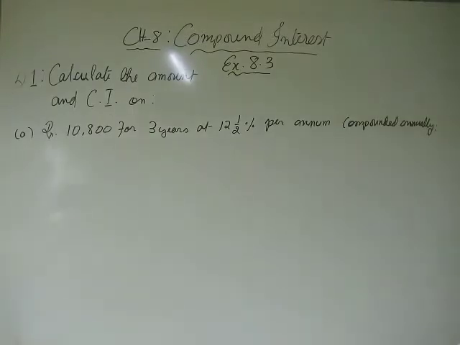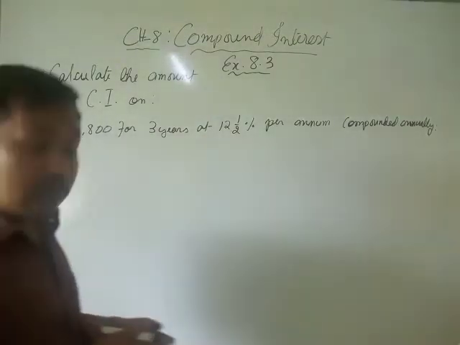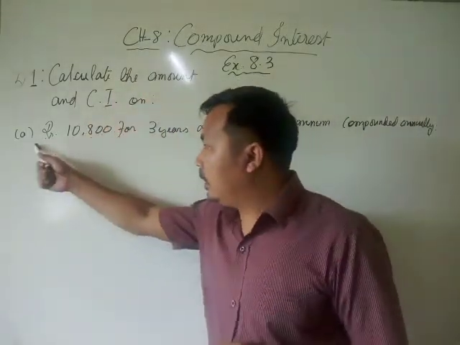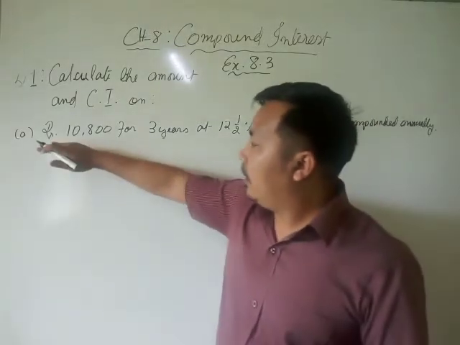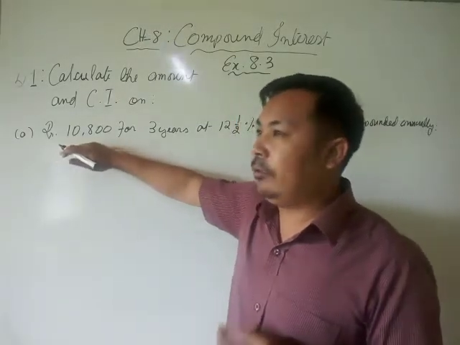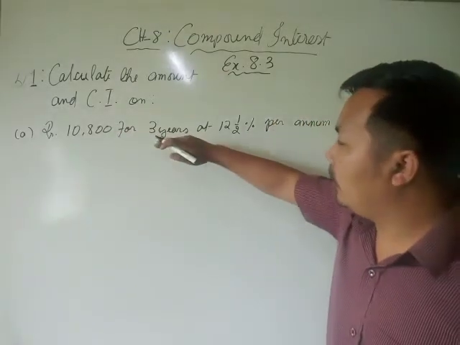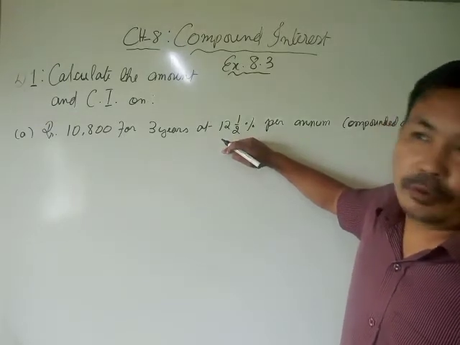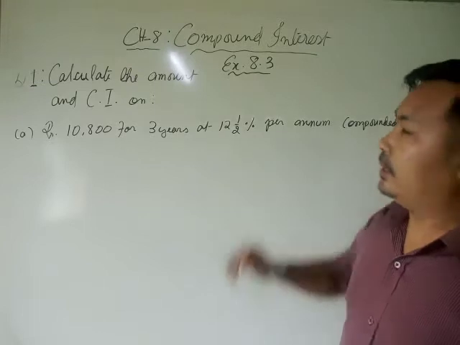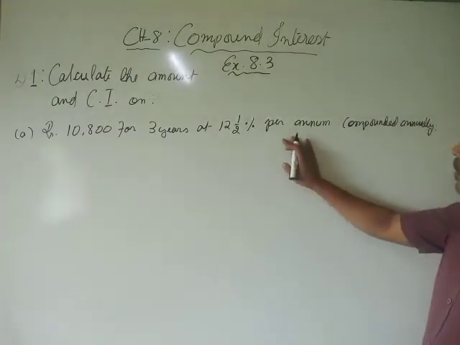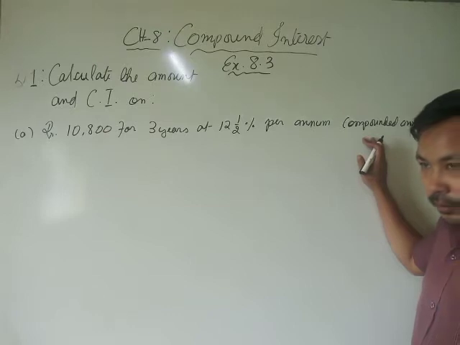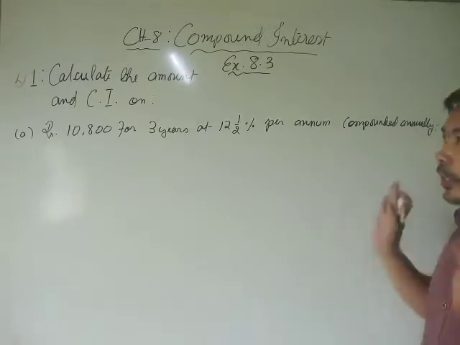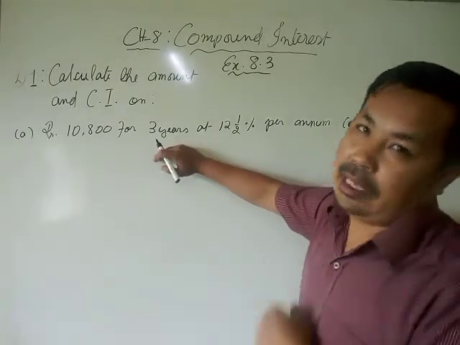Hello, last time we were going to calculate the amount and find out the compound interest on this given condition. 10,800 is the principal money, 3 years is the time, and the rate of interest is 12.5%, or we can say 12 1/2%. And the compound interest should be calculated annually, not half yearly, annually. So annually means we have to take 3 years.